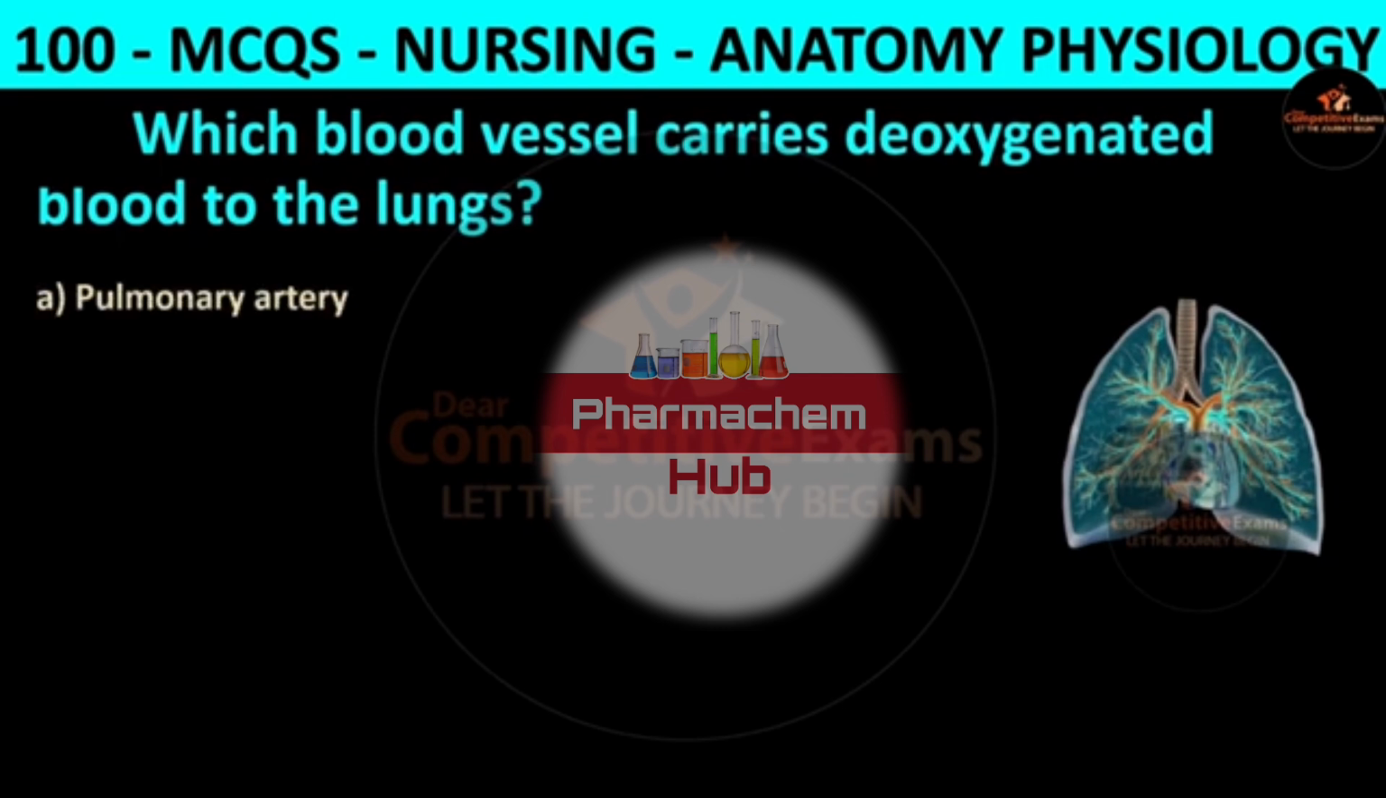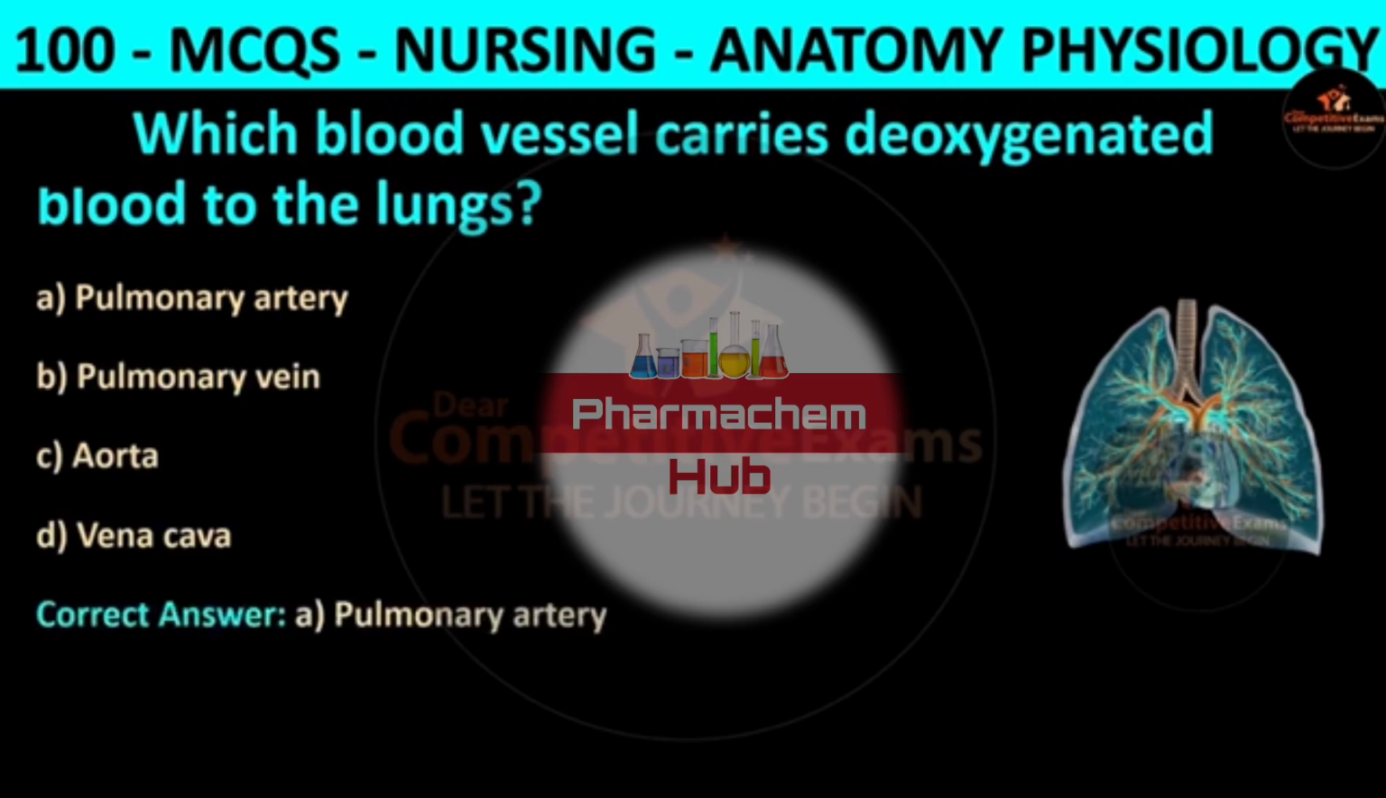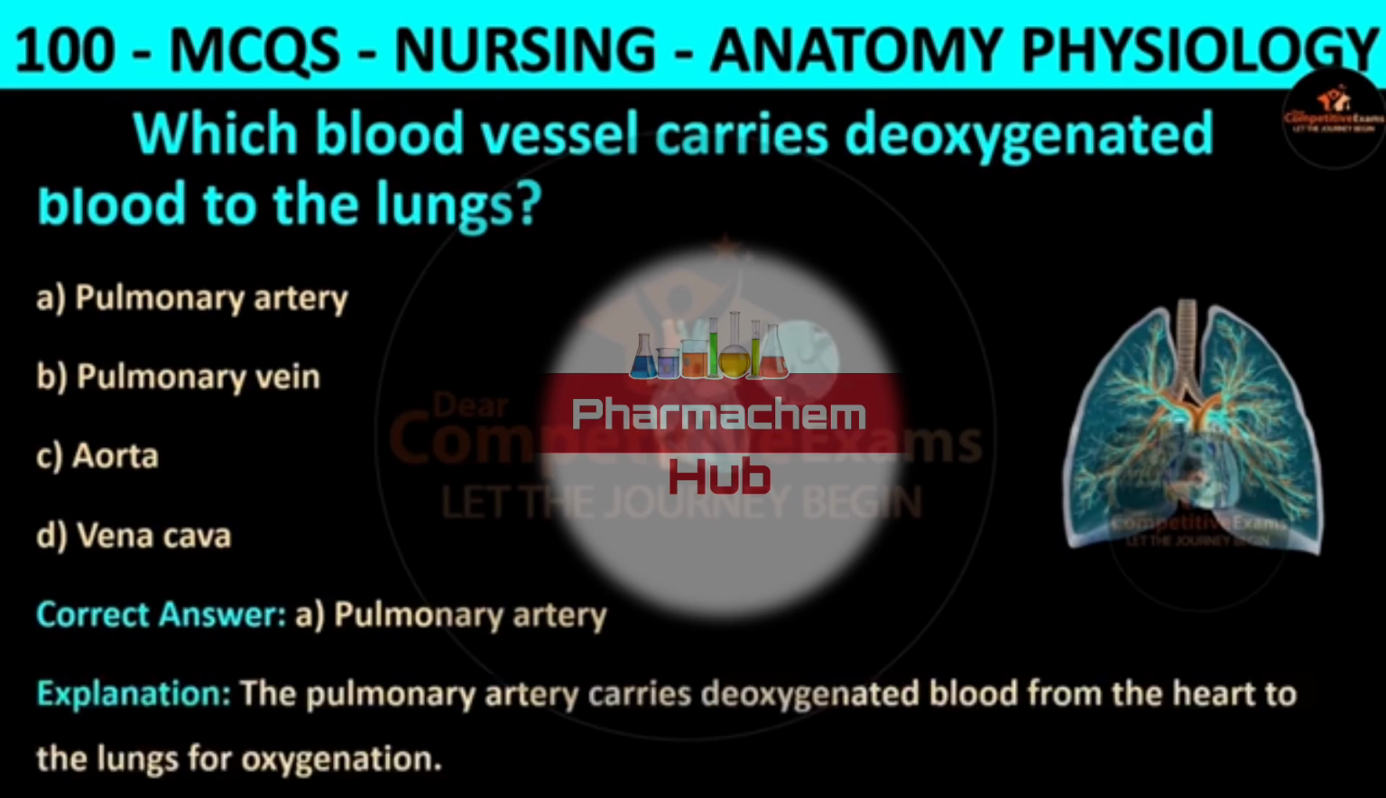Question number 97. Which blood vessel carries deoxygenated blood to the lungs? The options are pulmonary artery, pulmonary vein, aorta, or vena cava. The correct answer is A, that is pulmonary artery. The pulmonary artery carries deoxygenated blood from the heart to the lungs for oxygenation.